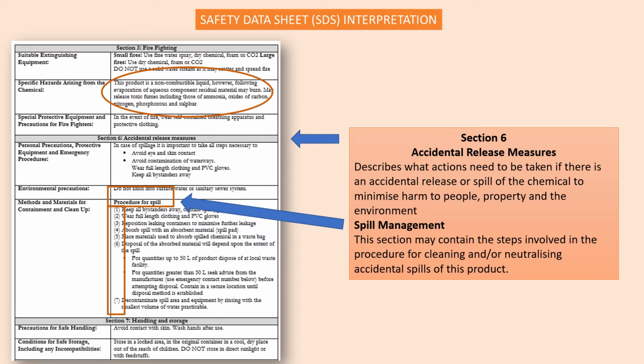Section 6 provides information on accidental release measures. This section describes what actions need to be taken if there is an accidental release or spill of the chemical to minimise harm to people, property and the environment. In the spill management section, this section will contain the steps involved in the procedure for cleaning and or neutralising accidental spills of this product.